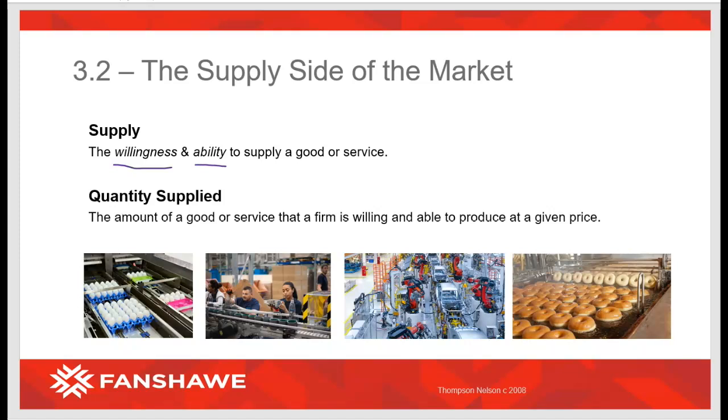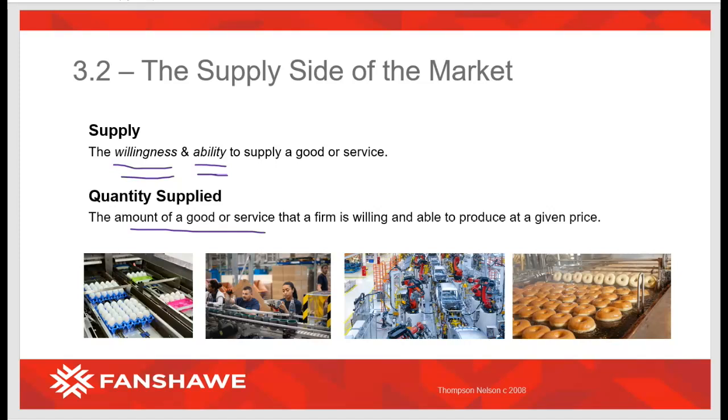I may want to supply the market with mega yachts, but I don't really have the ability. That's a pretty big infrastructure. But maybe I want to supply the market with haircuts. Well, I can do that. I have the ability. Not really, but just saying, right? So if I have the willingness and ability to supply a good or a service, that means I can put it on the market. And the amount of that good or service that I'm willing and able to produce will also fluctuate with the price.